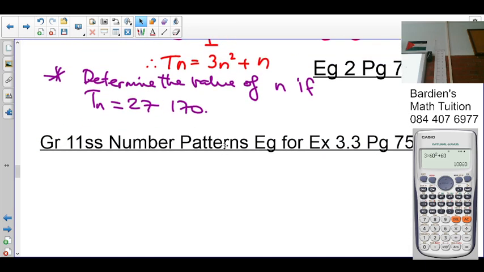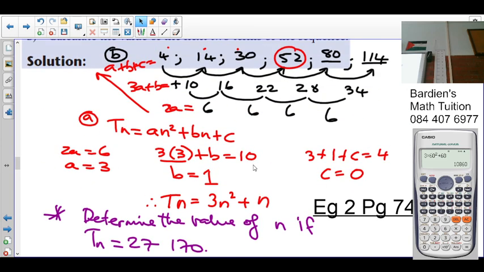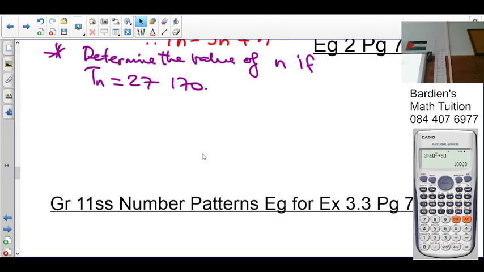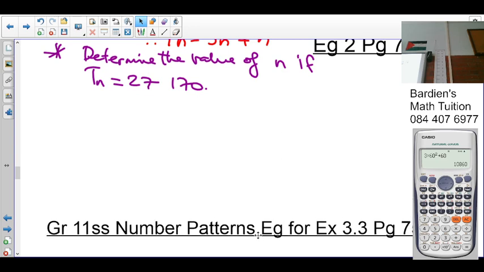So that means to say if I extend this pattern, there will be some term in the pattern which is equal to 27,170. You guys understand? Now they want to know which number exactly, which position number would that number lie. So you guys understand what they're asking? Okay. It's not asked in these examples, that's why I'm doing it now.